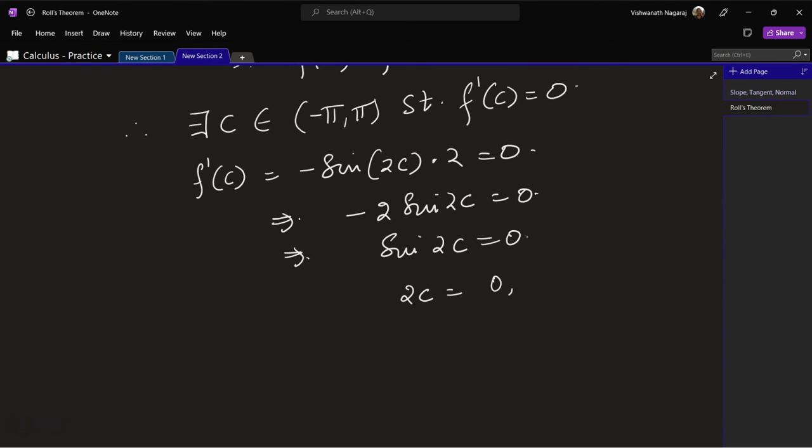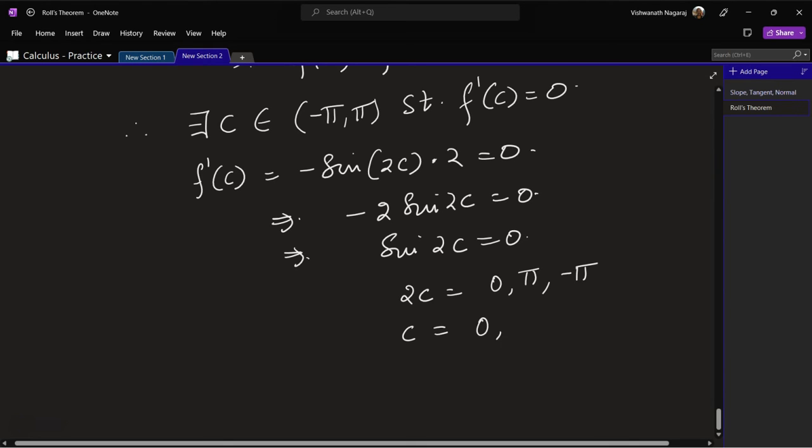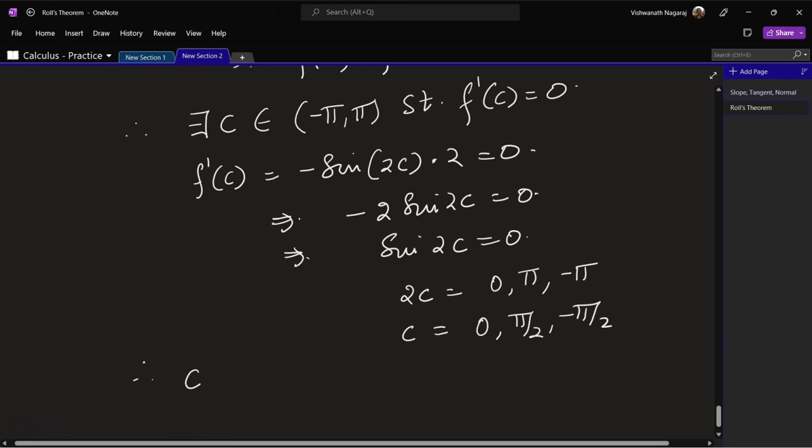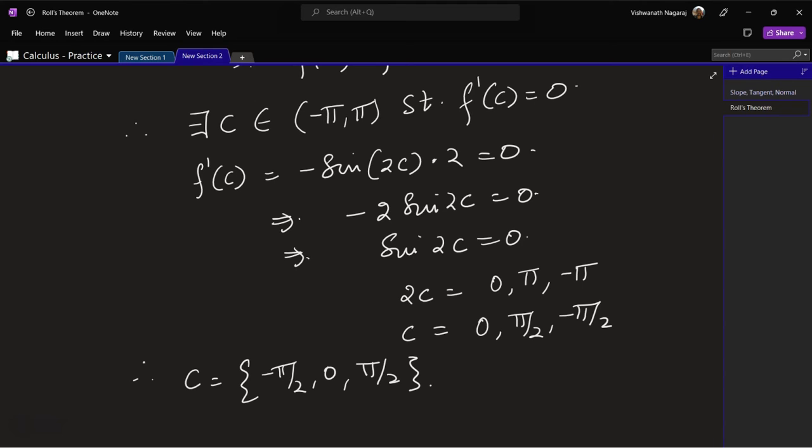When it is pi, it is 0, and when it is minus pi, which means c is equal to what? 0 by 2, which is 0, pi by 2, and minus pi by 2, and all of them lie in the interval minus pi to pi. So therefore, c is equal to minus pi by 2, comma 0, comma pi by 2. So there are three values for which there will be a horizontal tangent or the slope will be 0 between these two interval points. Okay.